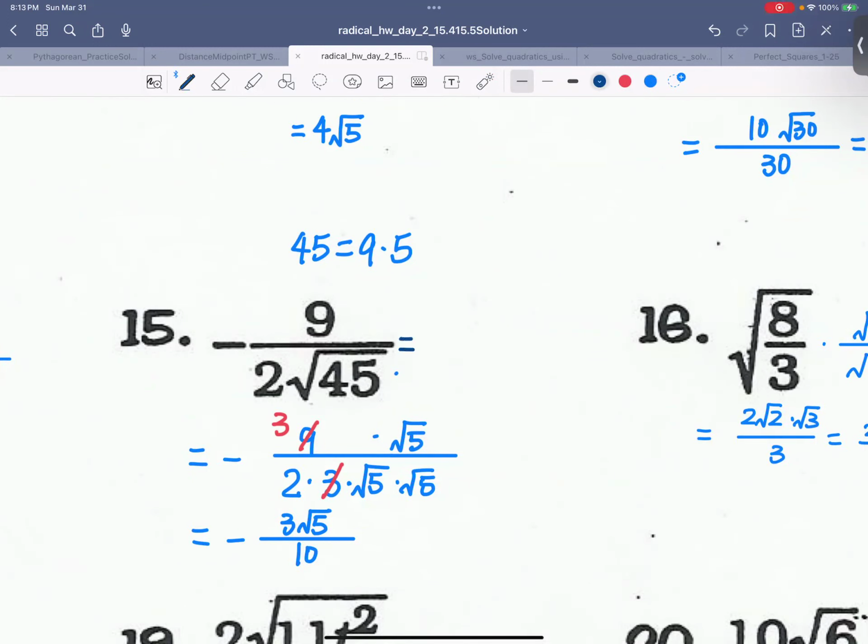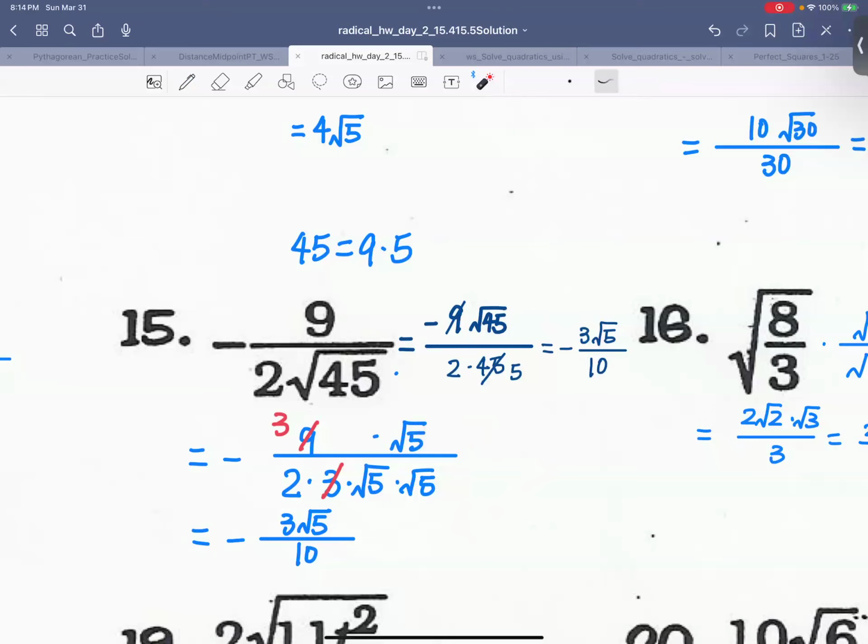But some people say, I have trouble doing it this way. I would like to just multiply by square root 45. So you do 9 times square root 45, and then you do 2 times 45. Correct, Bella? And then 9 over 9 is 1, 45 over 9 is 5. Correct? And then you have one more step. 45 is 5 times 9, so you take 3 out, and you have 5, and then you have 10. Okay? Both ways are working.